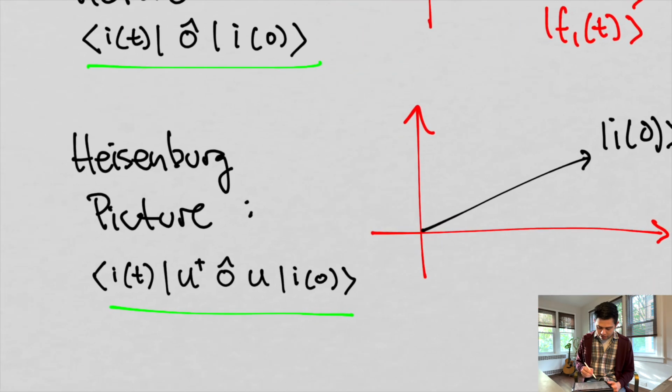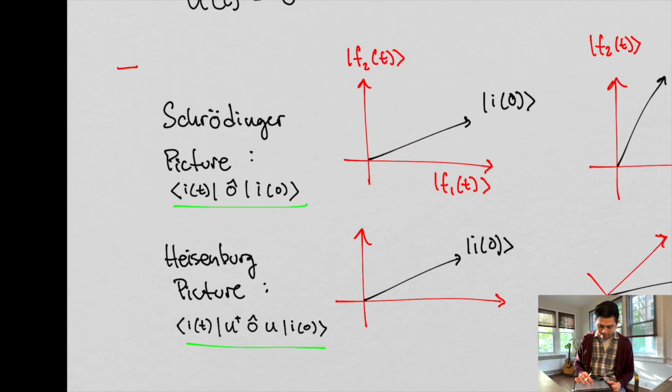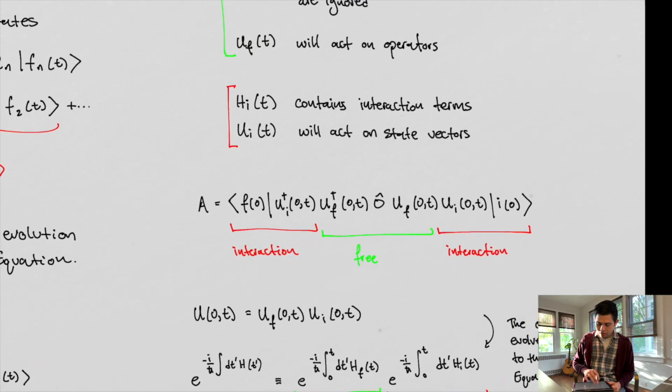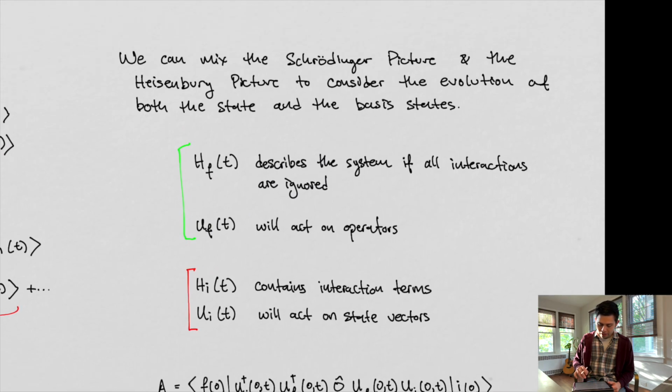What is actually going on is that this guy right here is going to be doing the rotating of the basis states, okay? So that's the Schrödinger picture and the Heisenberg picture. And what we now want to do is mix the Schrödinger picture and the Heisenberg picture to consider the time evolution of both states, and we want to capture the essence of both of them.